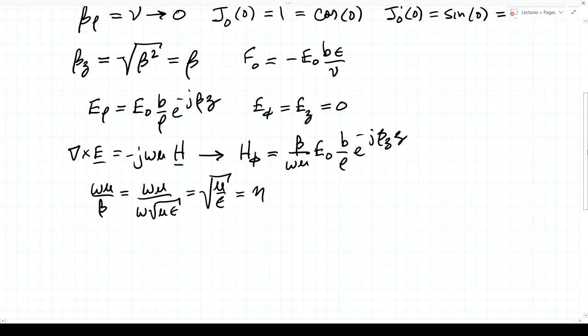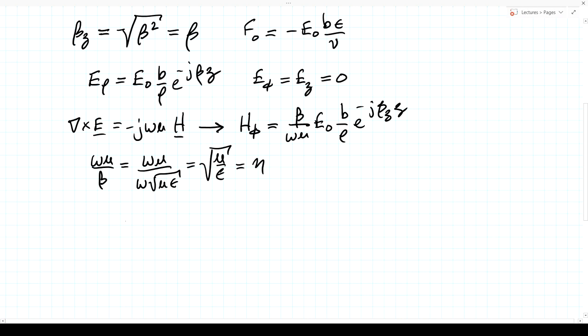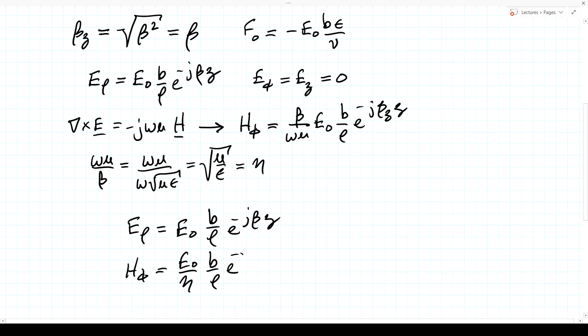And so we then have this for the fields. E_rho is E0 B over rho, e^(-j beta z), and H_phi is E0 over eta, B over rho, e^(-j beta z). If we didn't have this 1 over rho factor there, this would just look like a plane wave with two orthogonal components. Here's your E_rho, and there's your H_phi. But you've got a rho dependence there.